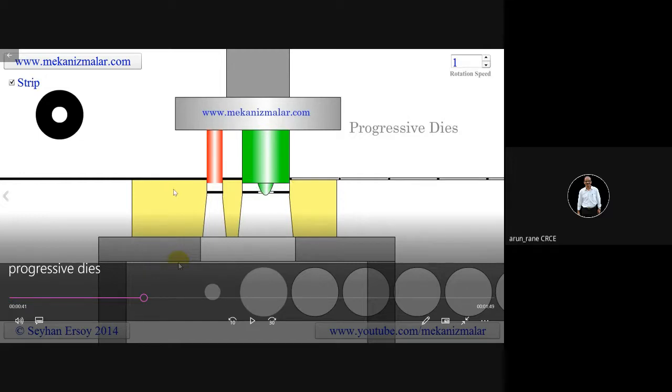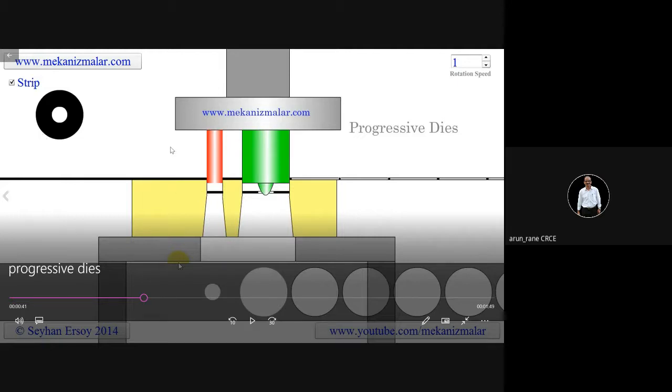Okay, now when the strip moves ahead, what happens? You have a locating point. This is called the locating point. So this will locate this hole. Okay, see the difference between the heights. This is shorter and this is longer. This is longer, so it will go down first and it will locate, and then the punching will happen.